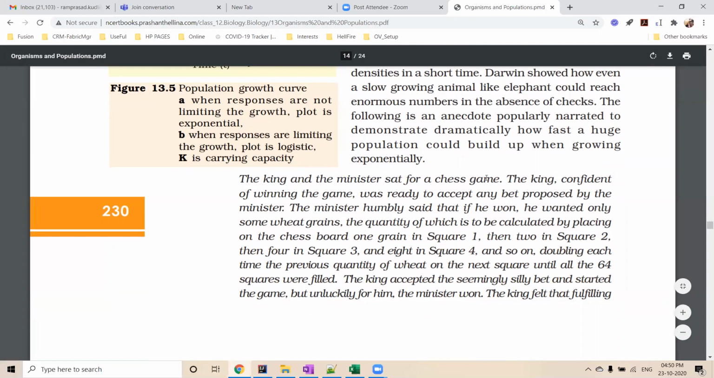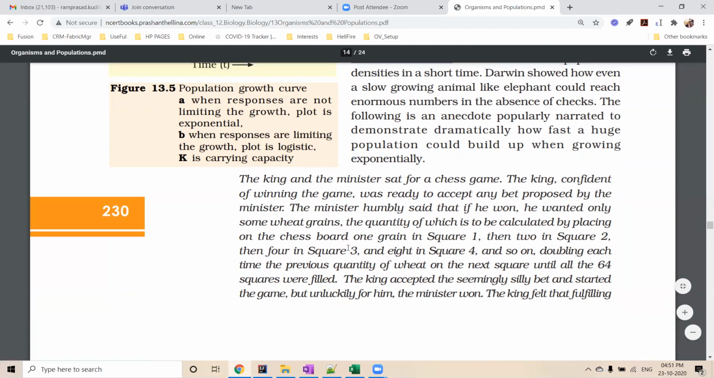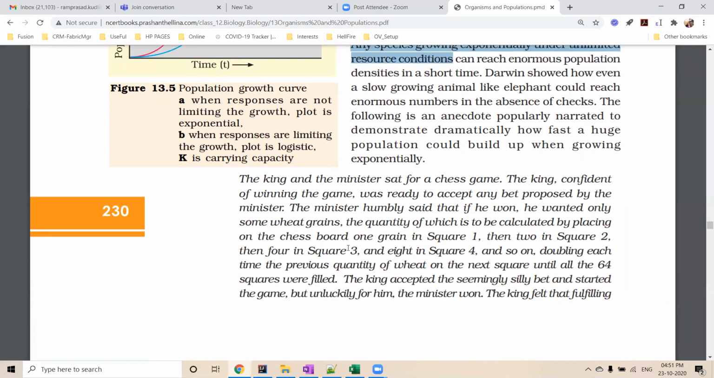So the king and the minister sat for a chess game. And the king was ready to accept any challenge proposed by the minister. So the minister said if he won, he wanted only some wheat grains. But there is one condition. The quantity of wheat grain is to be calculated by placing on the chessboard 1 grain in the first square, 2 grains in the second square, double, 4 grains in square 3, 8 in square 4, 16, like that. Doubling each time the previous quantity of wheat on the next square until all the 64 squares were filled.